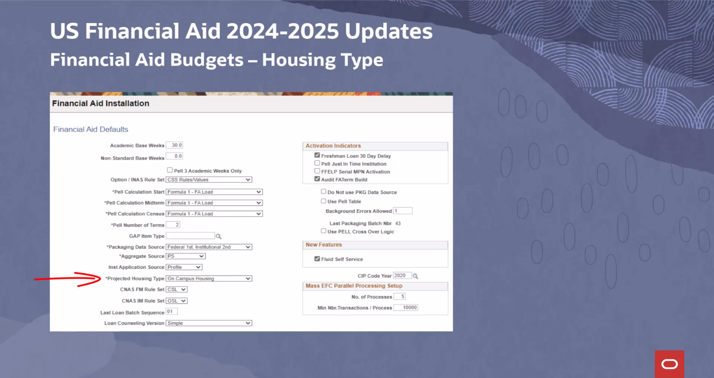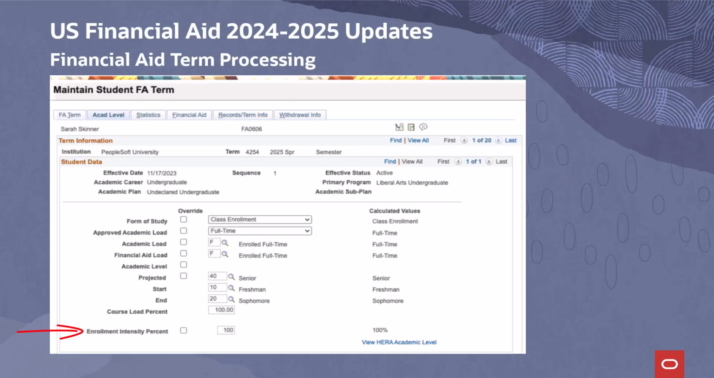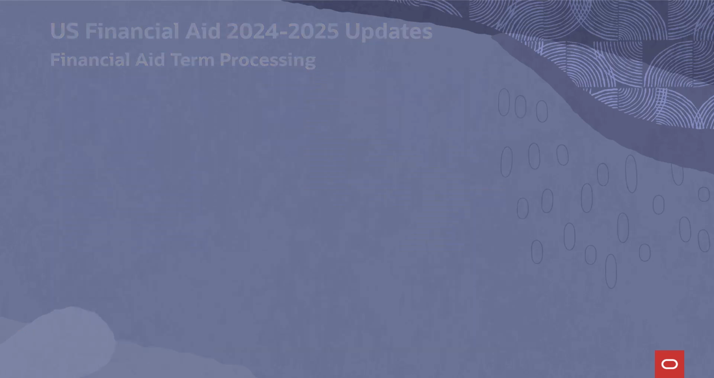We have also added the housing type field at the student level on the package status summary to be used by the budgets process. FA term processing, online and batch were modified to accommodate the new enrollment intensity field along with an override functionality. The enrollment intensity field can be populated with the Pop Update feature.